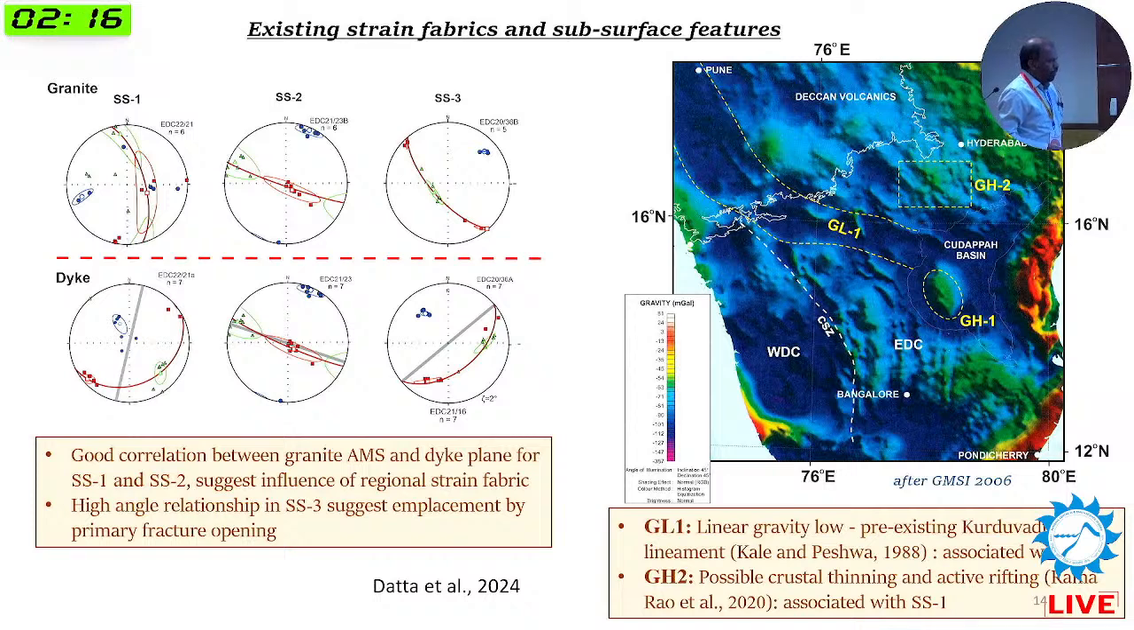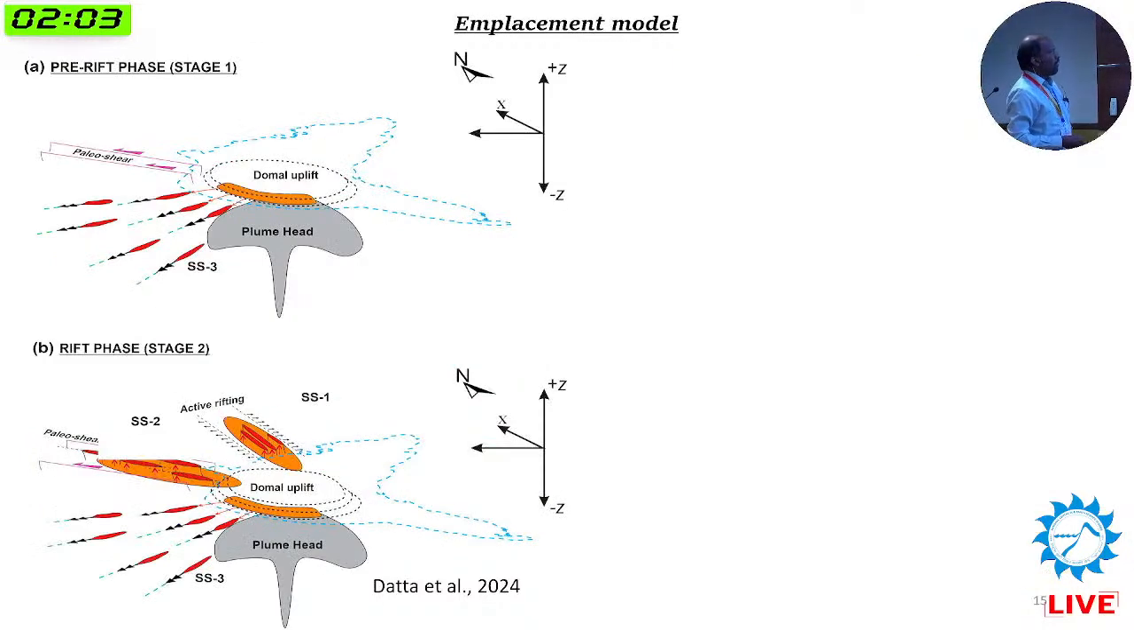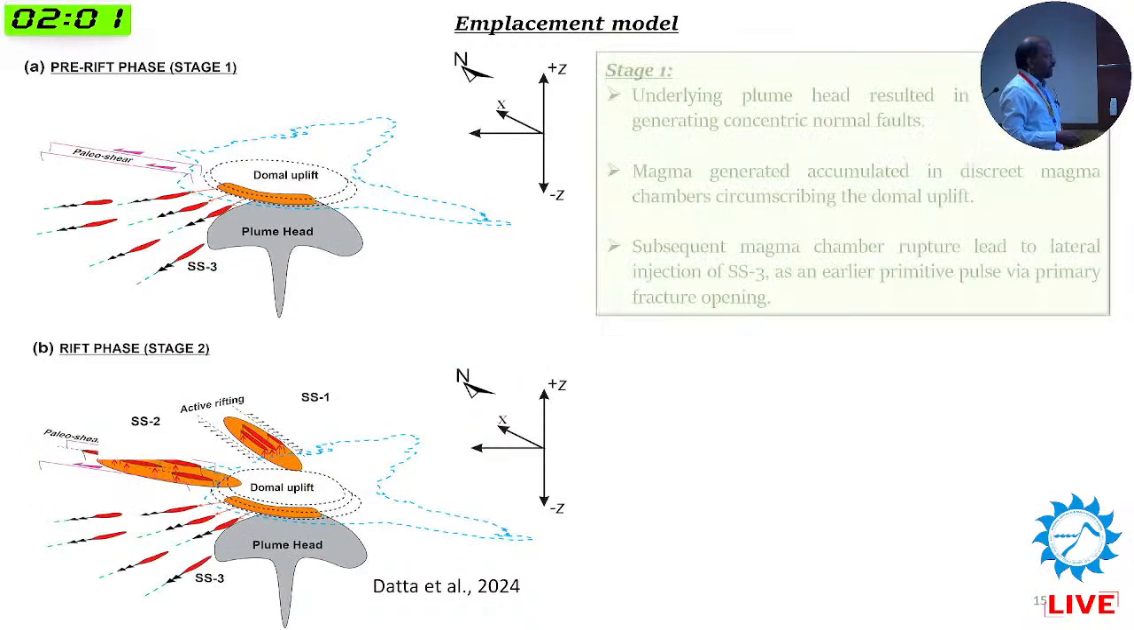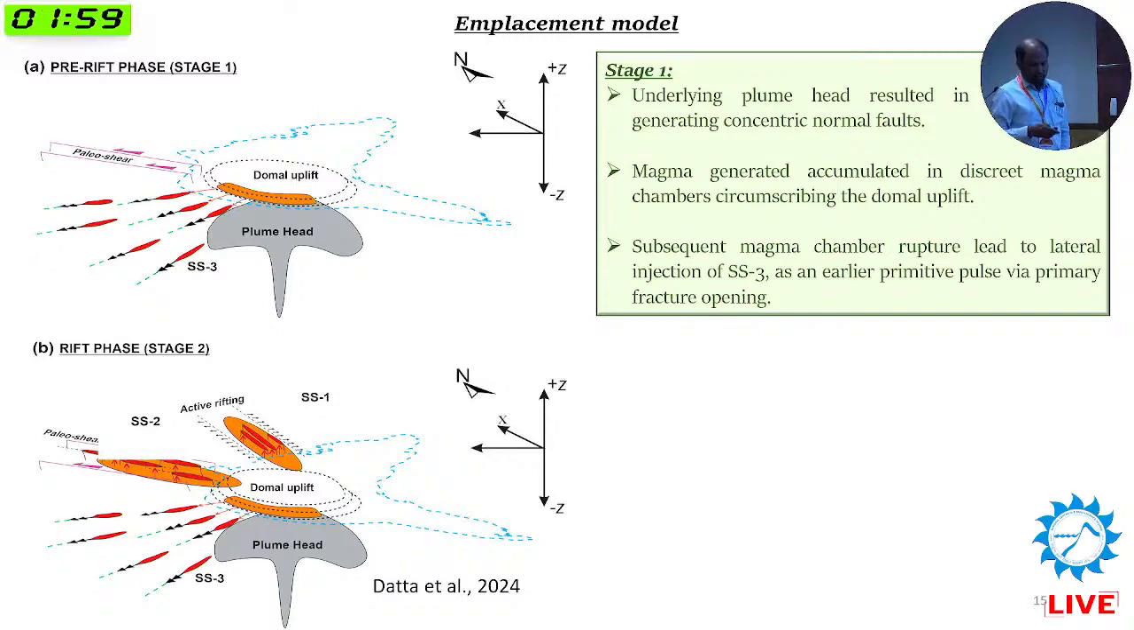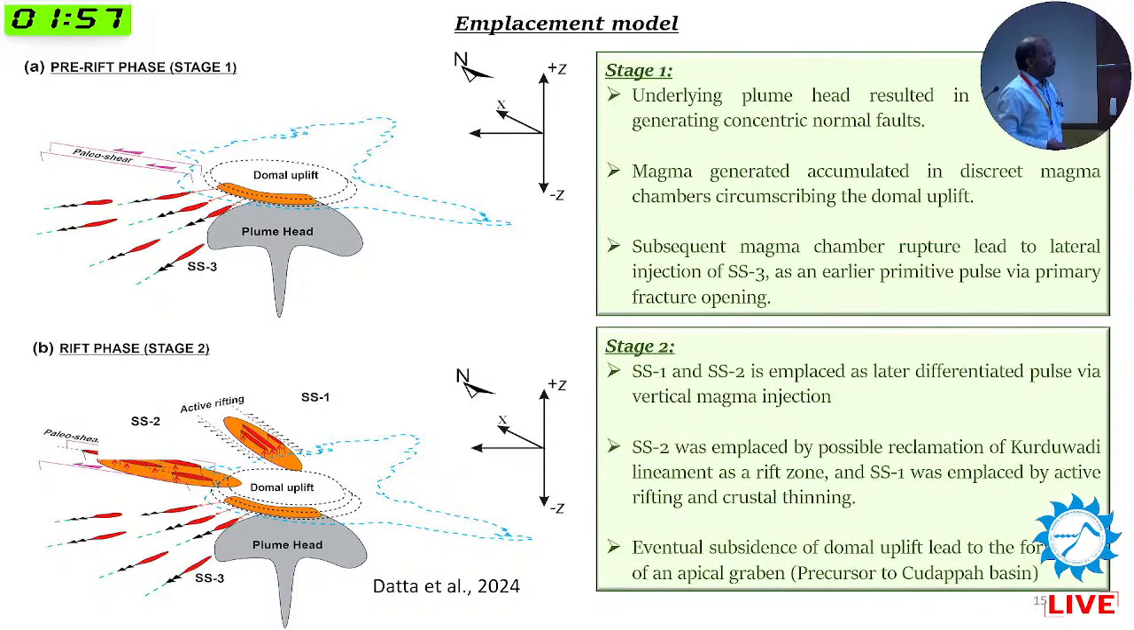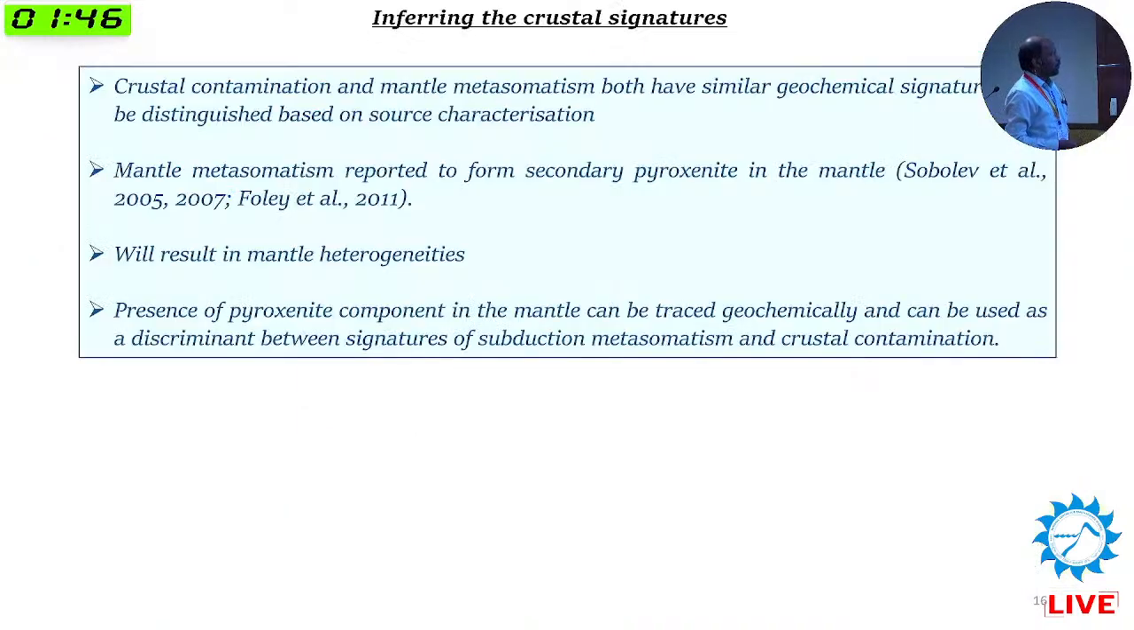For subswarm 1, here GS2 is a gravity high, which is interpreted by Rana and Rao to suggest crustal thinning and active rifting, maybe due to the interaction of the mantle plume. Here we suggest the emplacement for these three subswarms in two stages. Stage 1 follows the emplacement of SS3, subswarm 3 dikes, and SS1 and 2 follow stage 2.